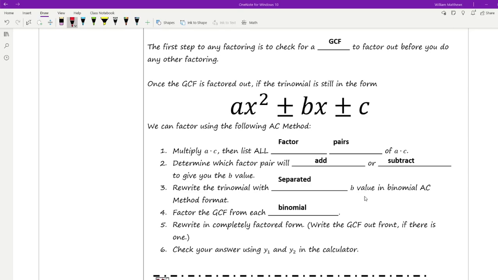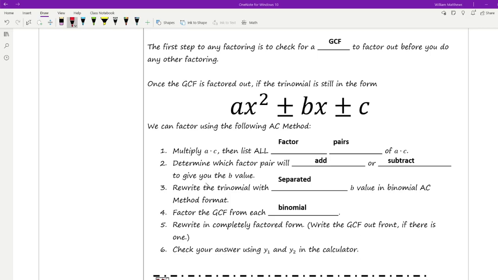A couple of the steps. The first thing you want to look at is if you can factor out a greatest common factor at the very beginning. It'll make sure that you're dealing with smaller numbers, which makes it more manageable. Outside of that, we can factor using the following AC method. AC is referring to our coefficients, our constants. The first step, we multiply AC and list out the factor pairs. And then we determine which factor pair adds or subtracts to give you the B value.